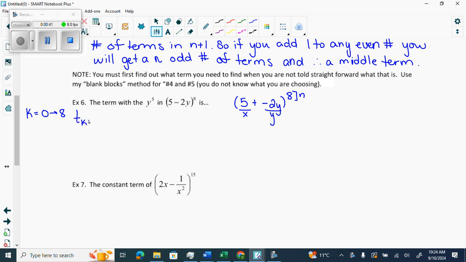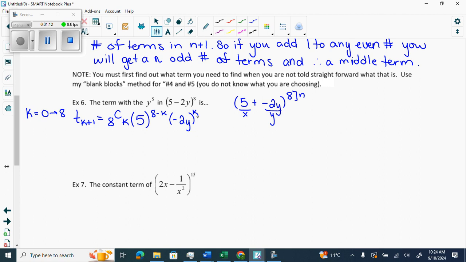Tk plus 1. I don't know the term, so I have to put a k for now. Equals 8 c k. X is 5 to the 8 minus k. And then y is negative 2y to the 8. Sorry, to the k. I don't know why I said 8.